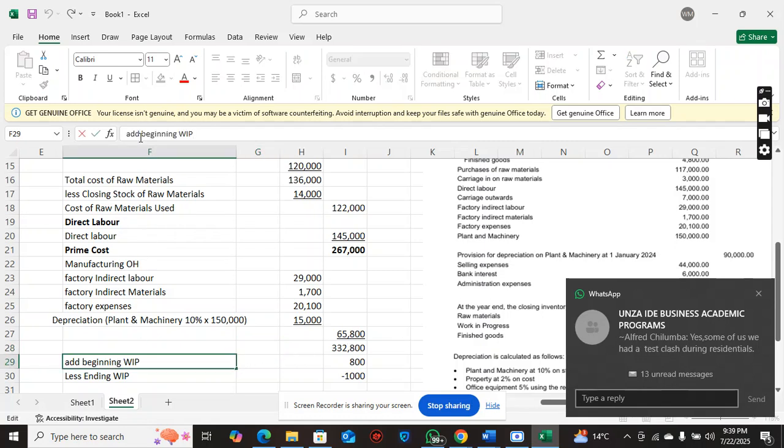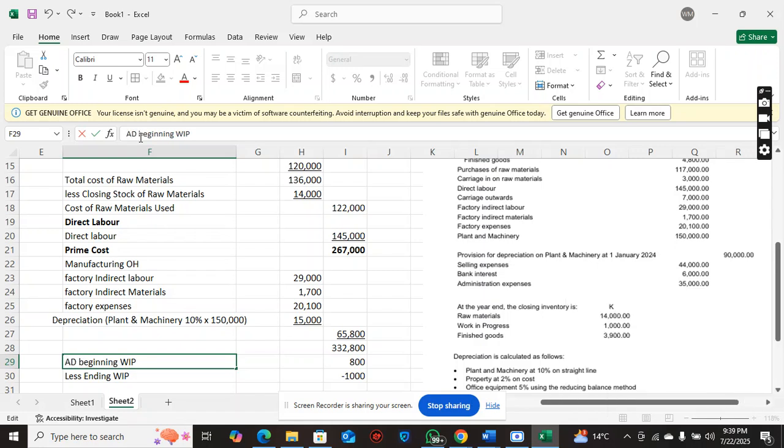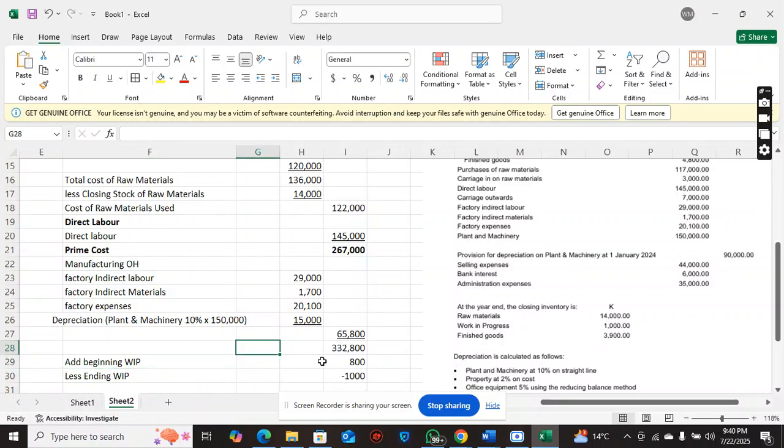Yes. Okay, thank you very much, sir. So, beginning work in progress. This is the unfinished goods that you start with. That's why we're adding them. If you want, you can put the 800 and negative 1000 here. You add them, you get a negative value, then you add to the total value. Or you can still just put it like this here.